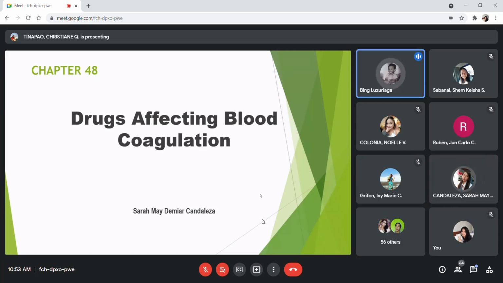Now, with regards to this drug affecting blood coagulation, you just have to classify this drug as direct or indirect thrombin inhibitors. First, you're going to discuss the steps in your blood coagulation. Go.